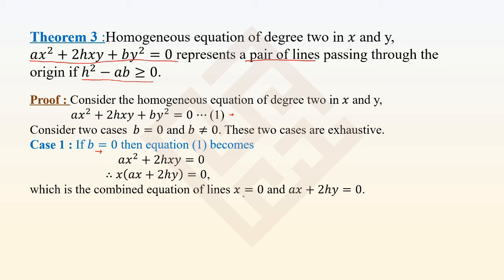अगर हम ये लाइन देखें x is equal to 0, we know x is equal to 0 is the y axis. और अगर ये लाइन हम देखें ax plus 2hy is equal to 0, again there is no constant term, इसका मतलब ये है कि ये लाइन भी हमारी ओरिजिन से पास होने वाली है. So we observe that these two lines pass through the origin. ये हो गया हमारा केस 1. Let's look at case number 2.